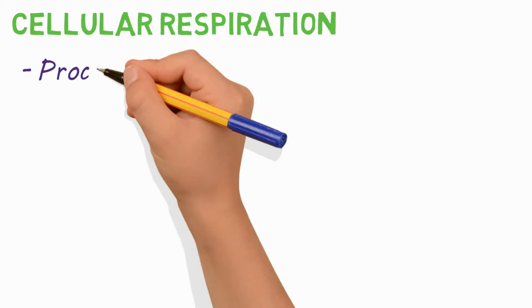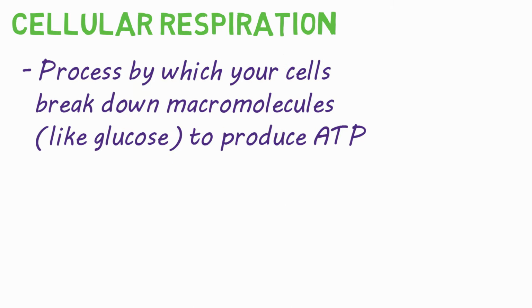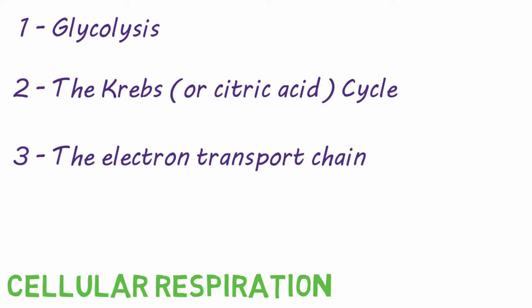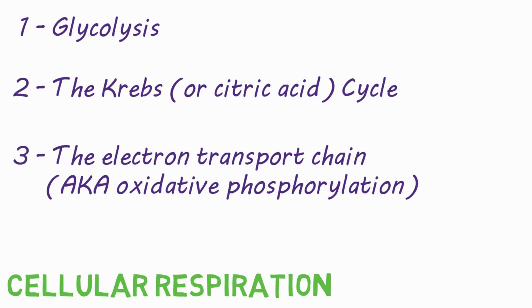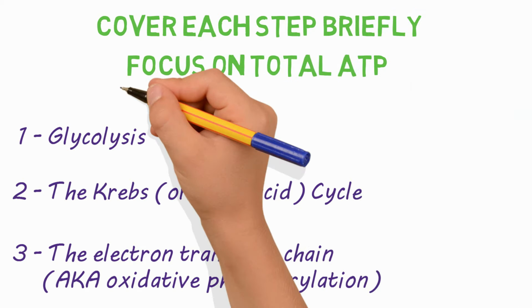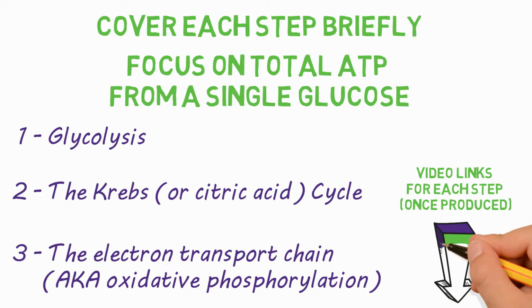Cellular respiration is the process by which your cells break down macromolecules, like glucose, to produce ATP, the energy currency of the cell. There are three main steps in cellular respiration: glycolysis, the Krebs or citric acid cycle, and the electron transport chain, also known as oxidative phosphorylation. We'll cover each of these steps briefly in this video and focus on the total ATP produced from a single glucose molecule going through each step. You can find links for a more detailed video of each step in the description below once they are produced.